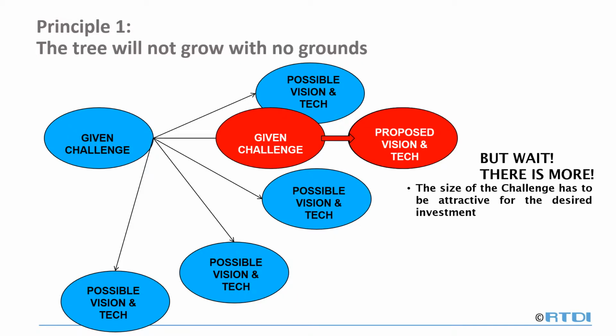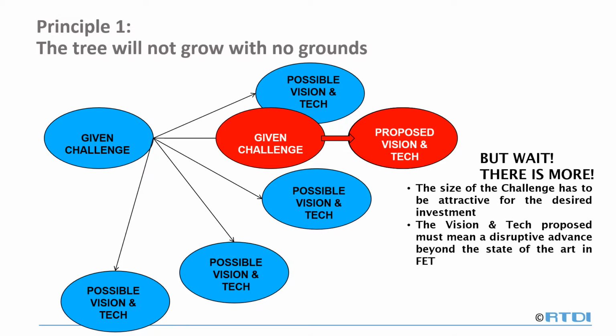But there is more. The size of the challenge still needs to be attractive for the desired investment. And the vision and the technology proposed must really mean a disruptive advance beyond the state of the art, which can be measured, for which we need to define a specific, relevant, and measurable level of technological development. We need to explain at the level of the technology how far we are going to advance with our project.